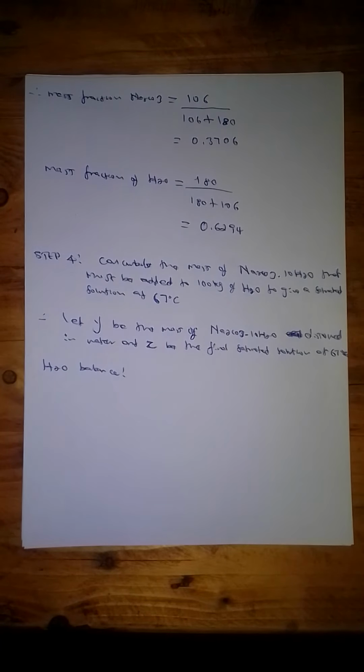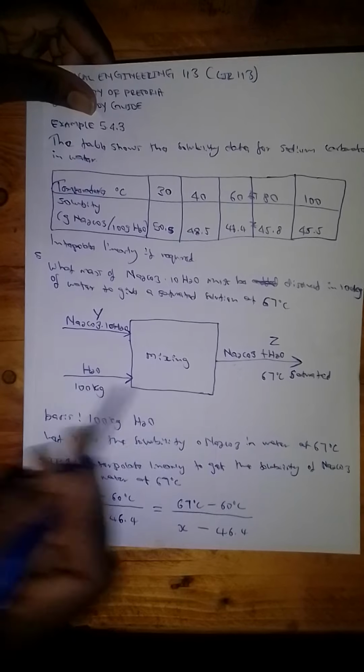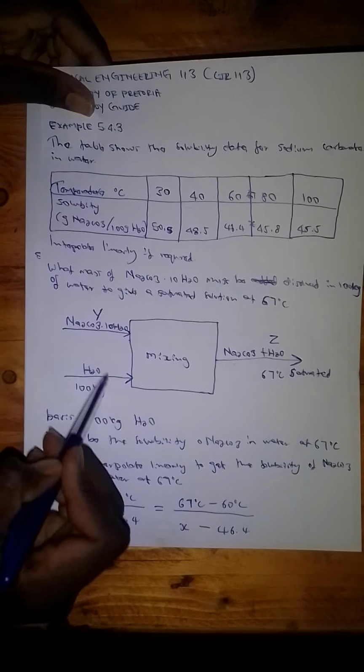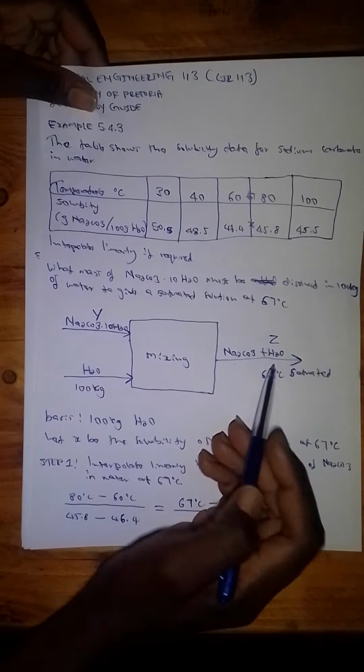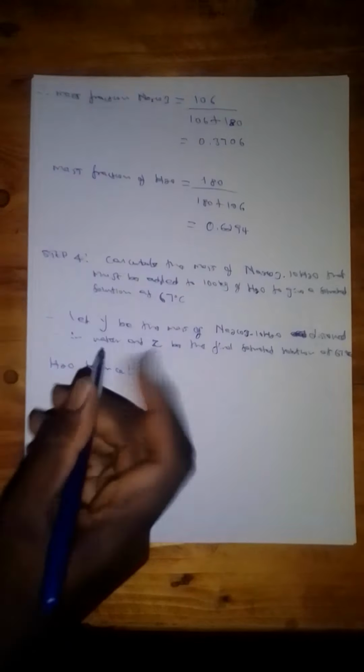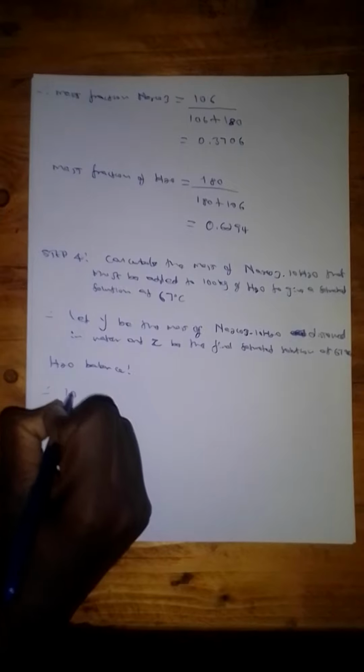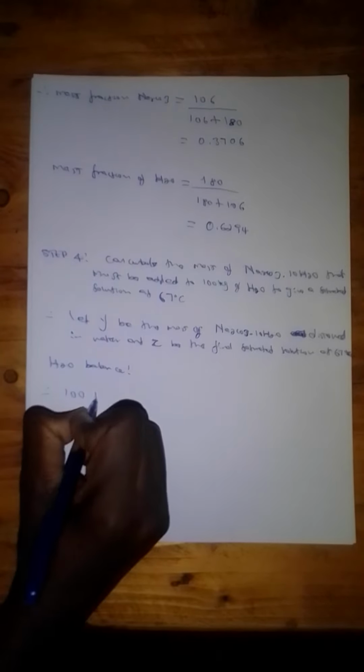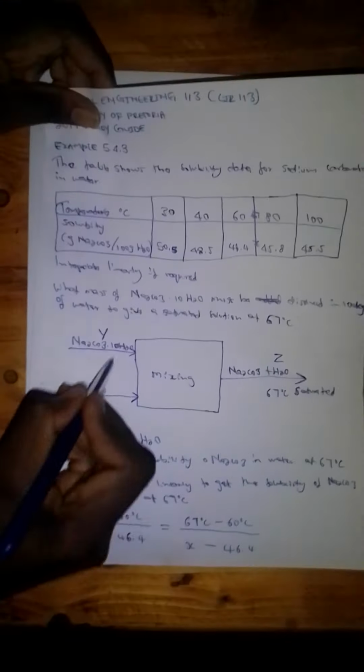We're going to balance all the water. We know there's water here and there. So the water here plus the water there is equal to the water there. We know that this is 100 kilograms. So we can just say, therefore, 100 plus this one here.